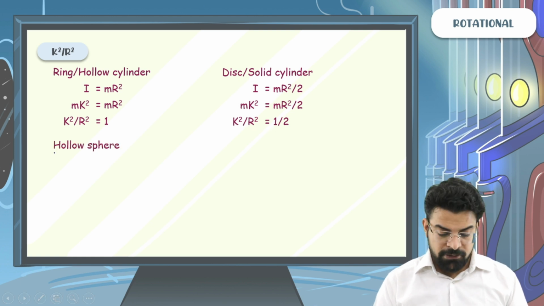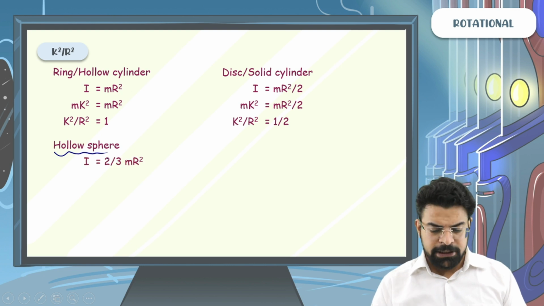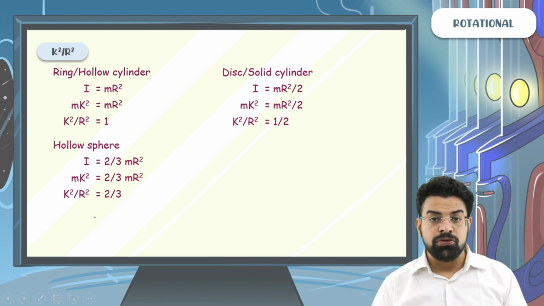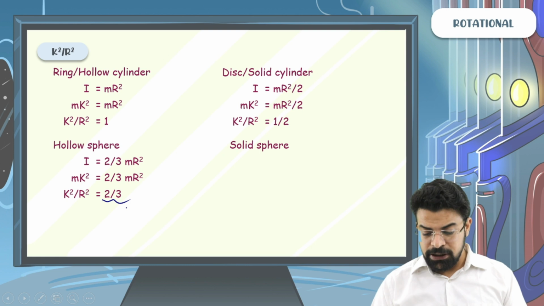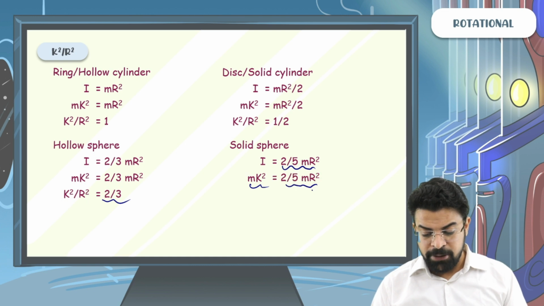Now the next one, our hollow sphere. We know that the moment of inertia of a hollow sphere is 2 by 3 mr square. So mk square equals 2 by 3 mr square. Cancel out m, so you get k square by r square equals 2 by 3. And for a solid sphere, I equals 2 by 5 mr square. So mk square equals 2 by 5 mr square. Let us cancel out m and m. The k square by r square comes out to be 2 by 5.